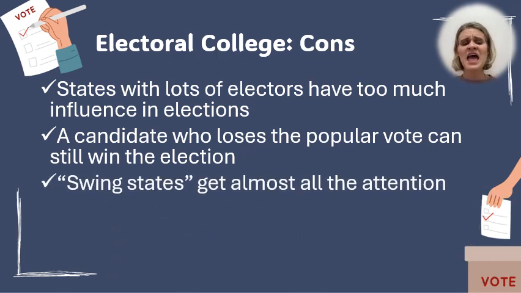The other big thing is that swing states get a lot of attention. So swing states are those states that have a pretty significant number of electors that are undecided. And basically it's the idea that that state can go either way, Republican or Democrat. And because they have a significant number of electors, then chances are pretty good that they can swing the election one way or the other.